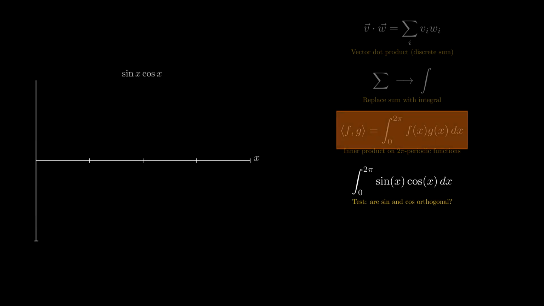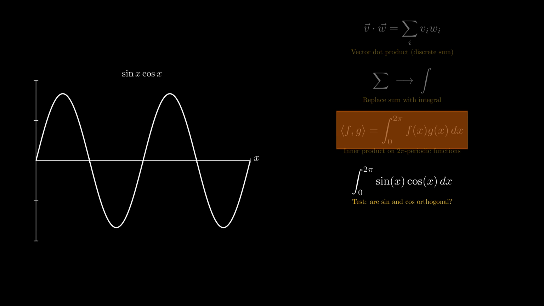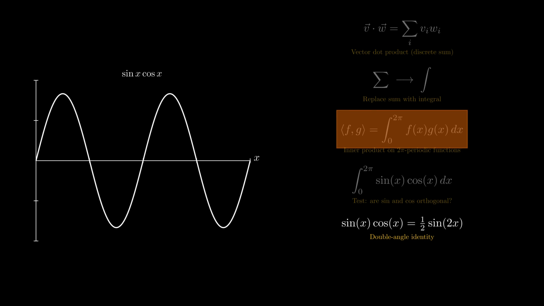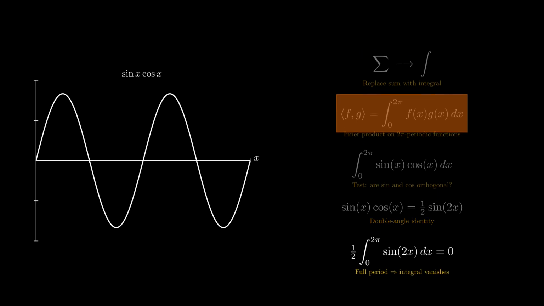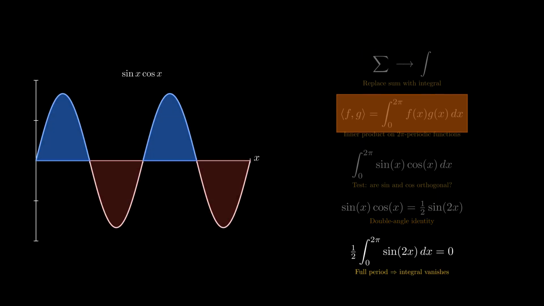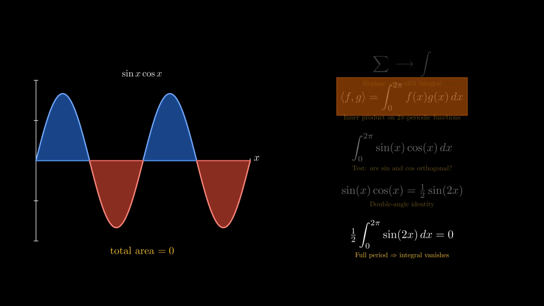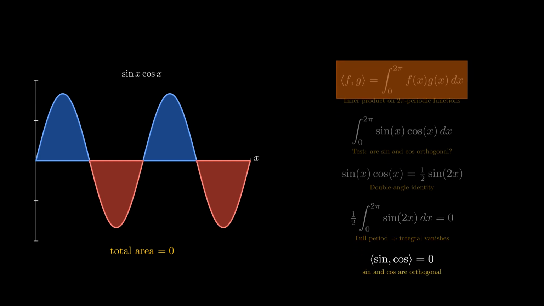Let's check orthogonality on a concrete pair. Consider the integral from 0 to 2 pi of sine x times cosine x dx. Using the double angle identity, sine x times cosine x equals 1/2 sine of 2x. The integral of sine of 2x over a full period is 0. The positive and negative lobes cancel exactly. So sine and cosine are orthogonal on this interval.